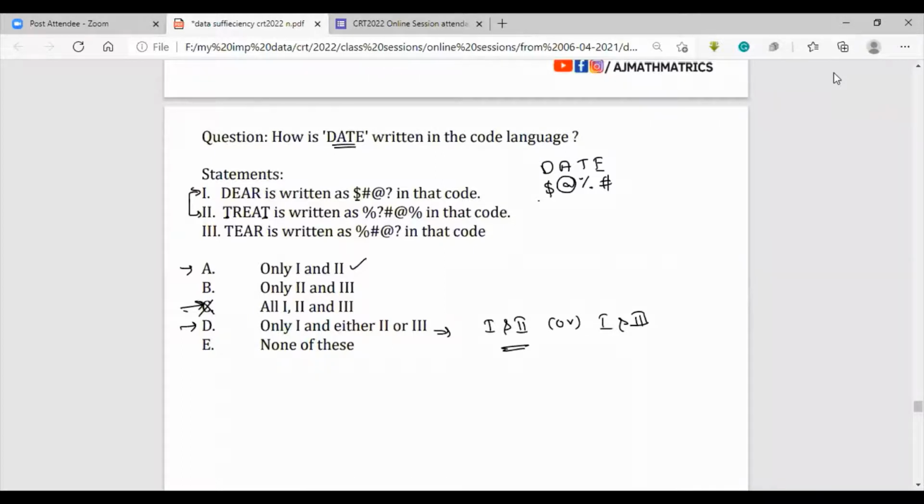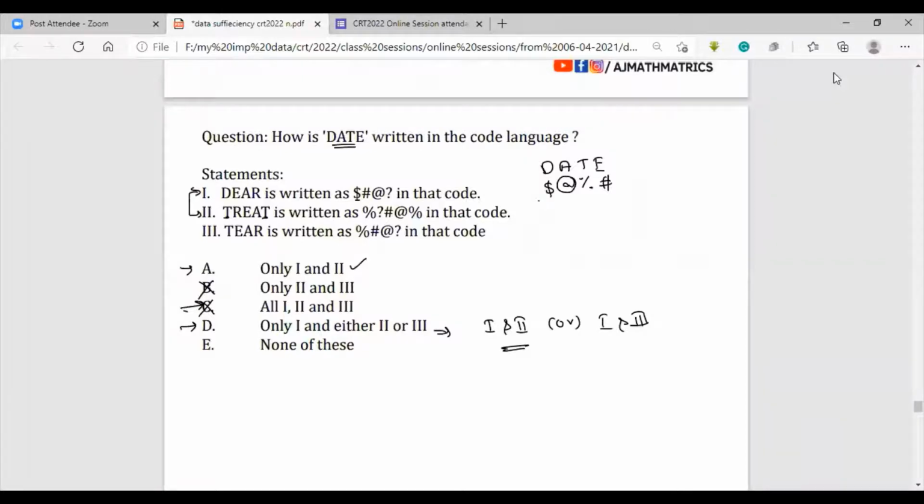Why? Because without taking the help of statement 3, we can get the answer. So C says all 3 are required. It's not required. 1 and 2 will also get the answer. And B is also eliminated. B says only 2 and 3 are required. But I can get the answer from 1 and 2. So this is also eliminated. So the answer may be either A or D. If not, then we'll go with B.